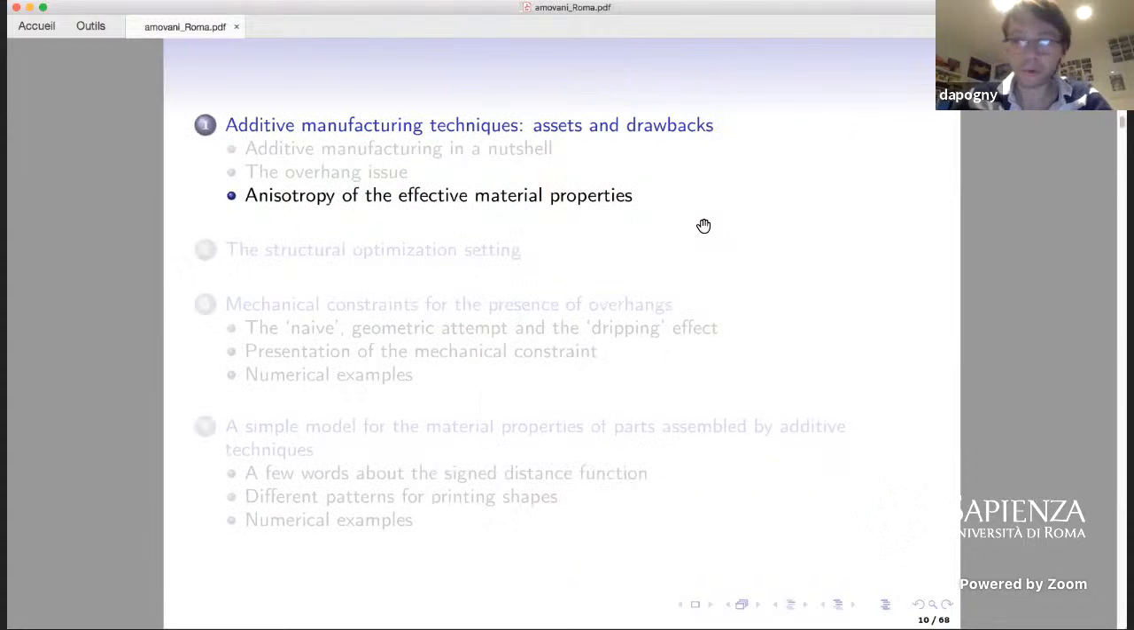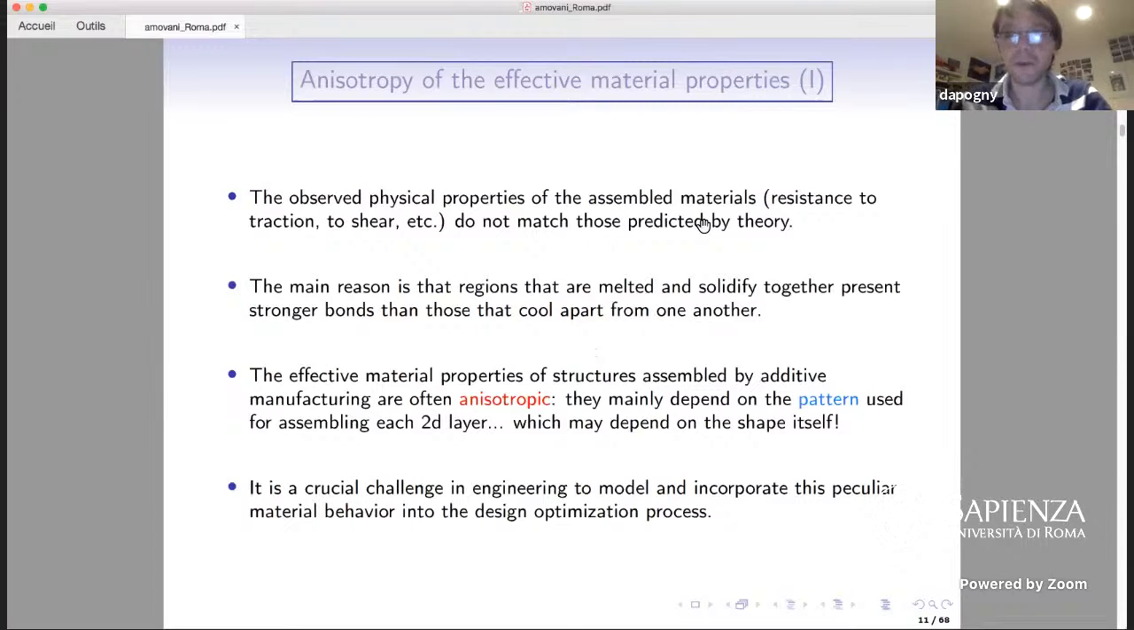So the second problem caused by additive manufacturing techniques is the anisotropy of the effective material properties inside the shapes assembled by additive manufacturing. The fact is that in parts produced by additive manufacturing, the material properties that are observed do not exactly match those predicted by theory. And the main reason for that is that there are some regions that melt and cool together and some regions that melt and cool apart from the others due to the particular assembly process. And the regions that melt and cool together have stronger bonds between each other than regions that melt and cool at separate times and in separate regions.